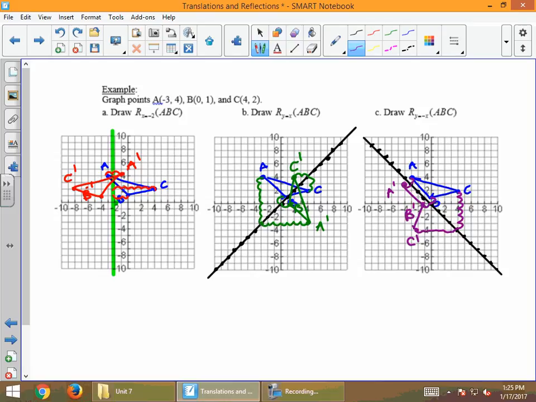This is probably the trickier of the reflections. You'll get more practice with this on Thursday, so it's not on your quiz. That gives you more time to work on that. But just tomorrow, it's just translations on your quiz.